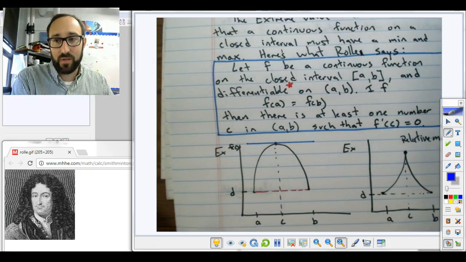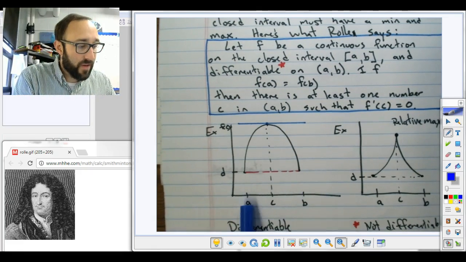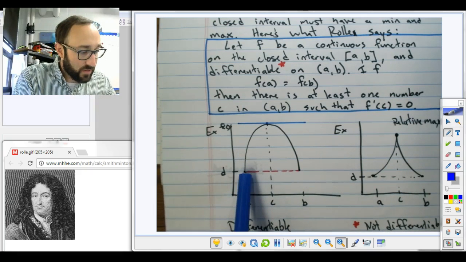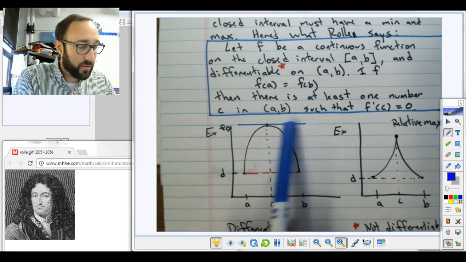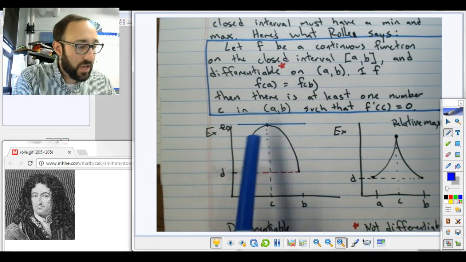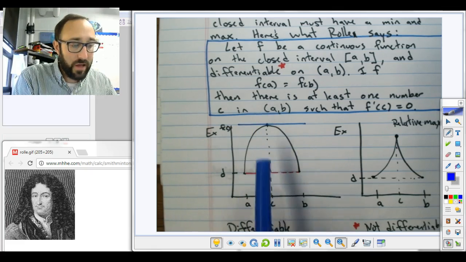So let's take a look at two examples here. Here's our function, and we have a and b. The y values are the same, they're equal to d. So a is here, it goes up, comes back down. There's at least one spot in here where the derivative is going to equal 0, and that's at this c. Now c could be over to the right, over to the left. As long as that derivative is 0 at c, that works out.